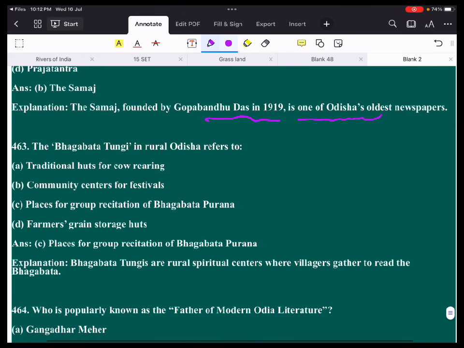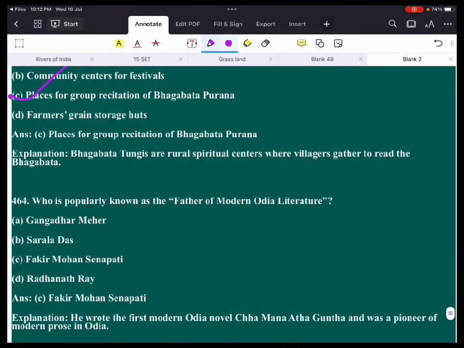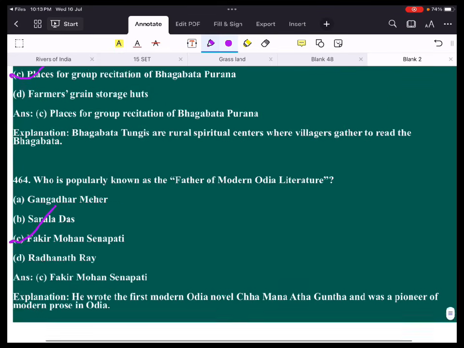The Bhagavata Tungi in rural Odisha refers to a place for group recitation of the Bhagavata Purana. Option C. Option C is the correct answer. Who is popularly known as the father of modern Odia literature? That is Fakir Mohan Senapati. Option C.